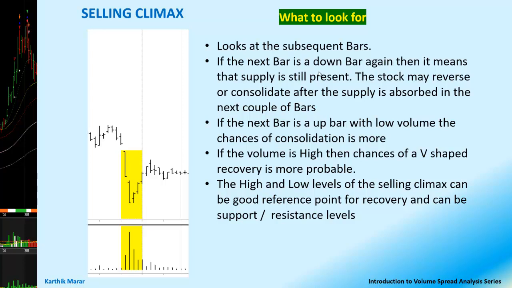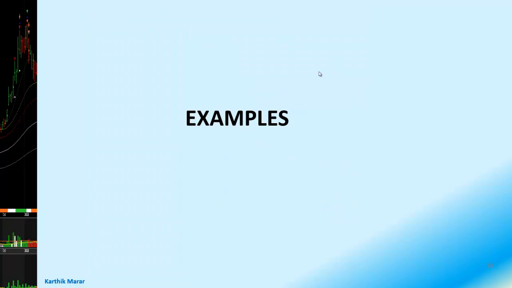The high and low levels of the selling climax can be good reference points for recovery and can be support or resistance levels. With this background, let's look at some examples.